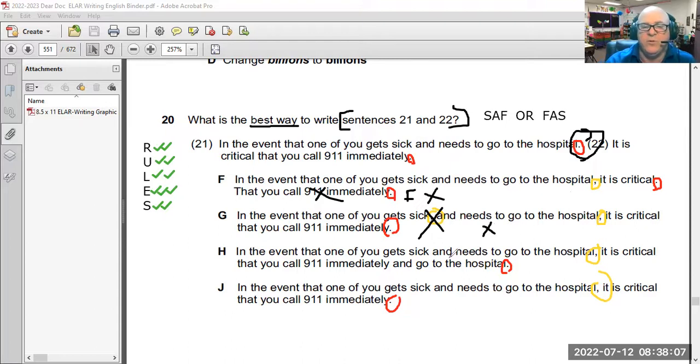Capital. In the event that one of you gets sick and needs to go to the hospital, comma, it is critical that you call 911 immediately and go to the hospital. All right, so if you pay attention, what I want you to notice here is this portion here. And if I make this red like bricks, undo it, so I can make it red like bricks. Okay.